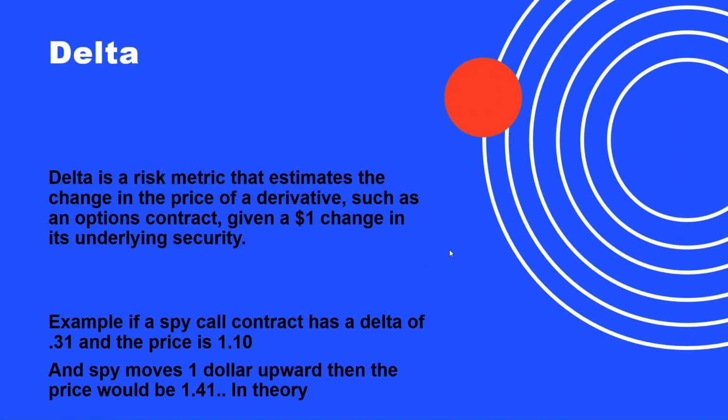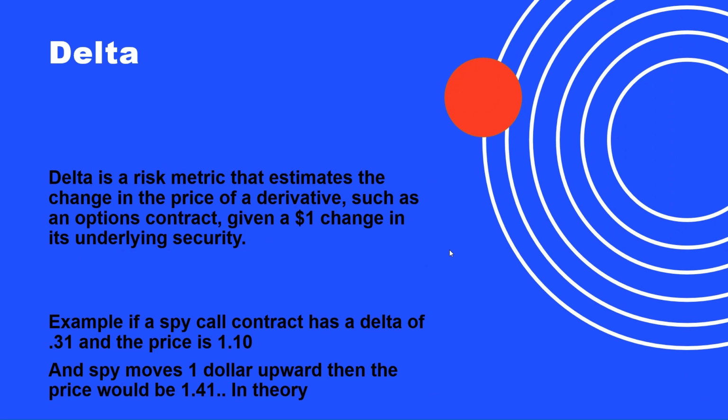Delta is a risk metric that estimates the change in the price of a derivative, such as an options contract, given a $1 change in its underlying security. We've talked about it before, how owning an options contract is the right to own 100 shares, but not the obligation. So every $1 move on its underlying asset should be around equal to $100. It's not always a 1-to-1, but typically that's in theory how it works.